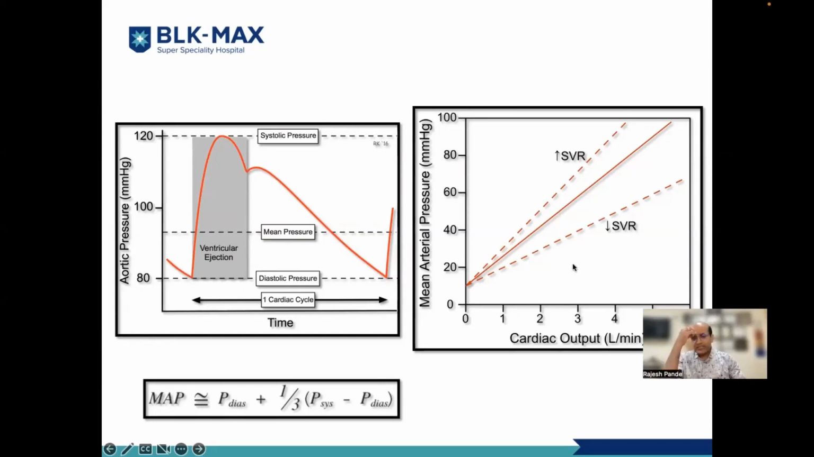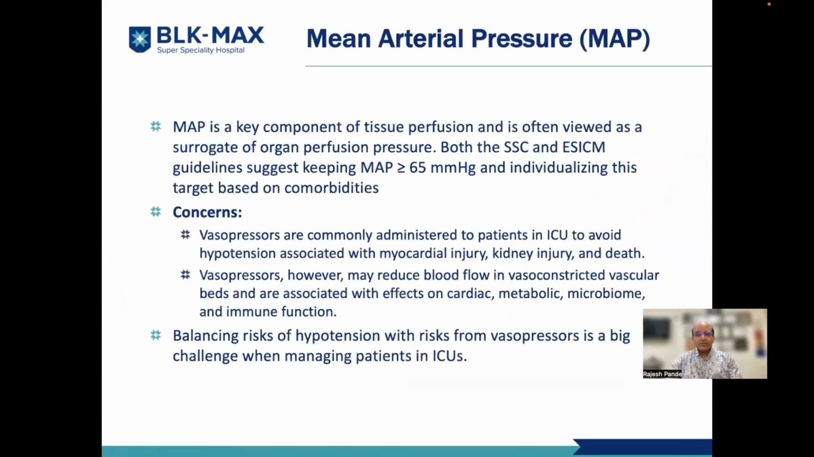And also you can see here in the right-sided cartoon the relationship between cardiac output, systemic vascular resistance and mean arterial pressure. When SVR increases, the mean arterial pressure increases. When SVR decreases, the mean arterial pressure decreases. So it's a key component of tissue perfusion, and often we consider it as a surrogate of organ perfusion pressure. Both the Society of Critical Care Medicine and the European Society of Intensive Care Medicine guidelines suggest that we need to keep MAP more than or equal to 65 millimeters of mercury and individualize this target based on comorbidities.